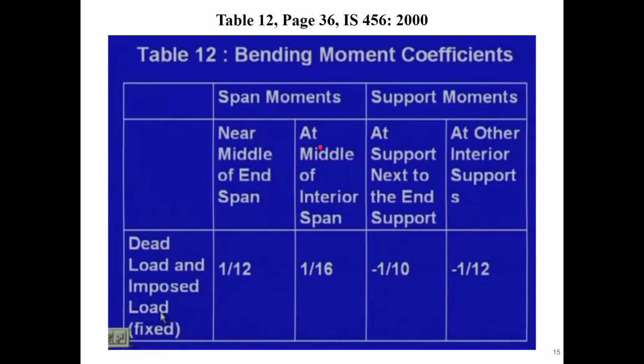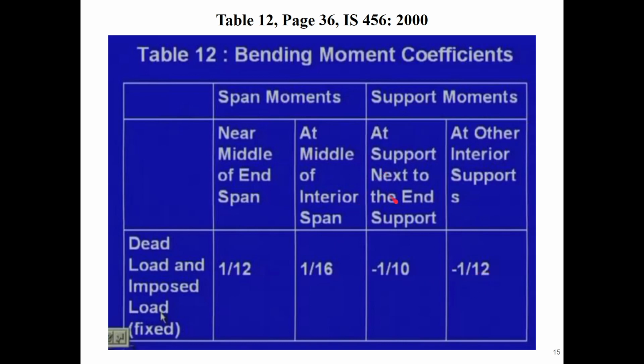At the middle of an interior span it will be 1 by 16. So it will be more at the end span, and this is plus because it is a sagging moment. Whereas for the support moments it will be minus because it is a hogging moment. It will be minus 1 by 10 at the support next to the end support, and at other interior supports it will be minus 1 by 12.